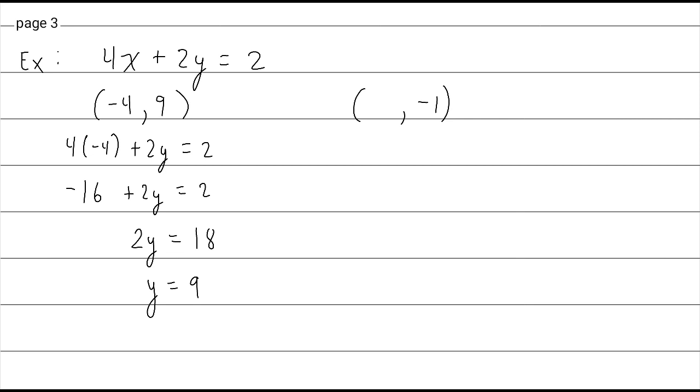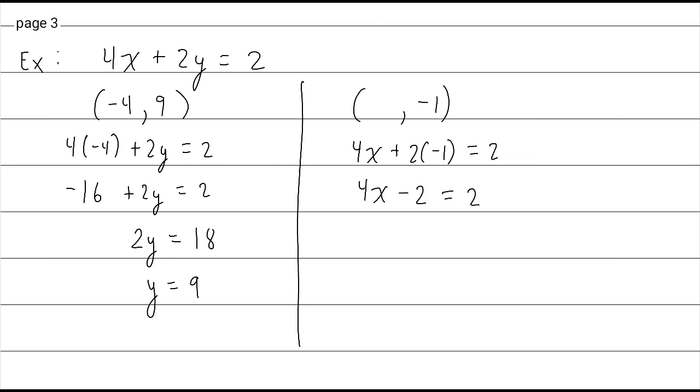So -4 comma 9. Let's try the one on the right. Okay, so y this time has to be -1. So then what does x have to be? 2 times -1 is -2, so I'll write that as a -2. Adding 2 to both sides to get rid of that -2. 2 plus 2 is 4. Divide both sides by 4. 4 divided by 4 is 1. So if y is -1, then x has to be 1.